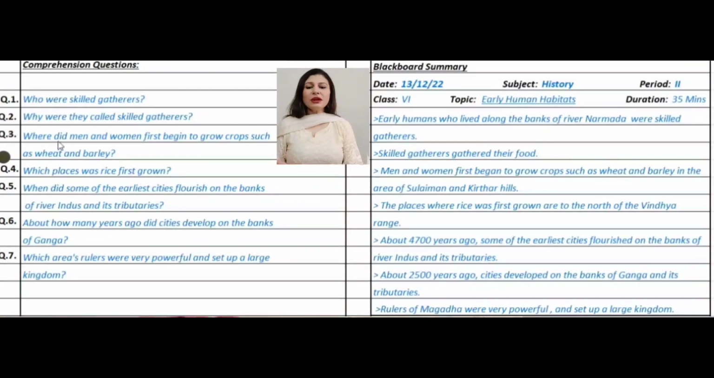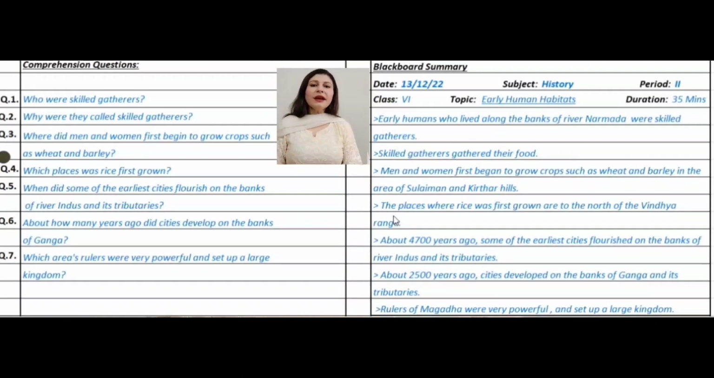Then the next question will be, where did men and women first begin to grow crops such as wheat and barley? And the children will give the answer of this question and you will write that answer on the blackboard. Men and women first began to grow crops such as wheat and barley in the area of Suleiman and Kirthar hills.